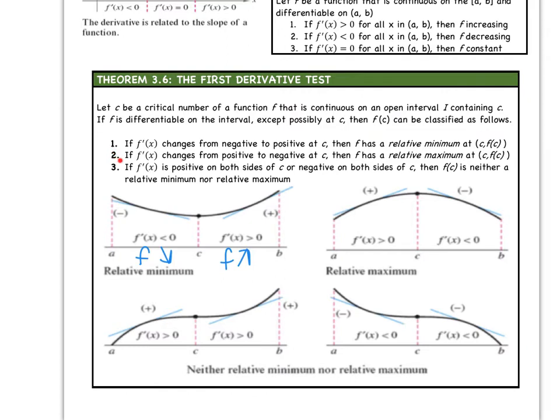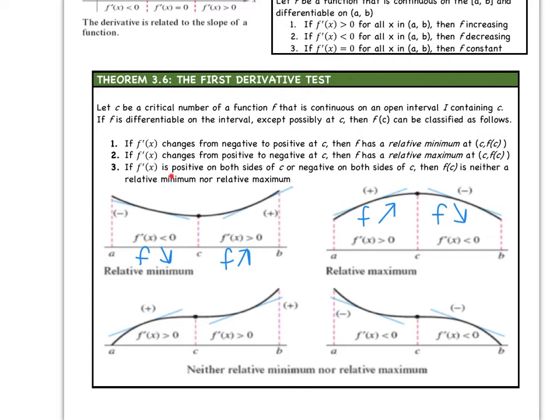Scenario number 2, if f prime changes from positive to negative at c, then we have ourselves a relative maximum. So that's this diagram right here. f prime goes from positive to negative. So that means f goes from increasing to decreasing. In that scenario, we have ourselves a relative maximum.